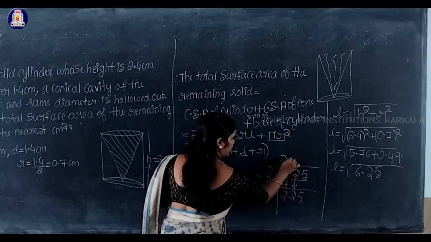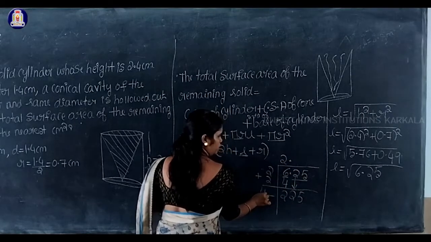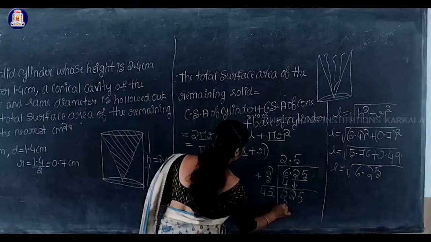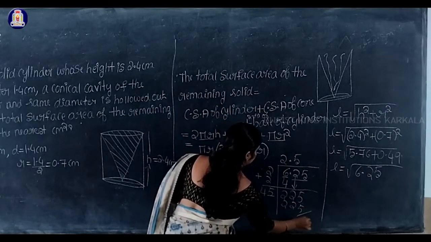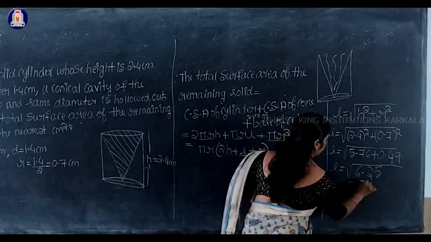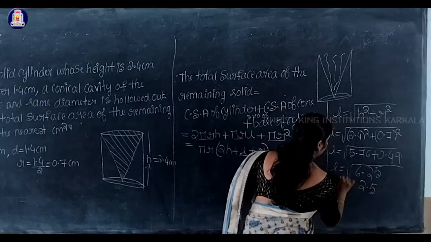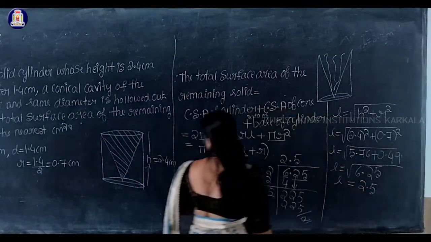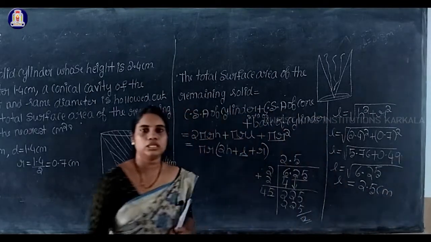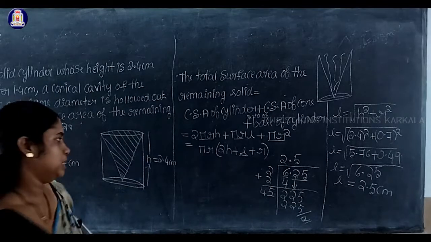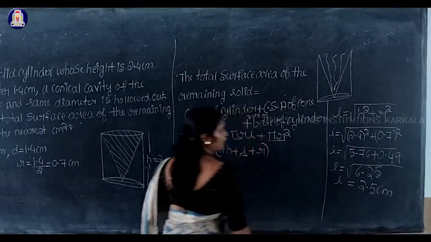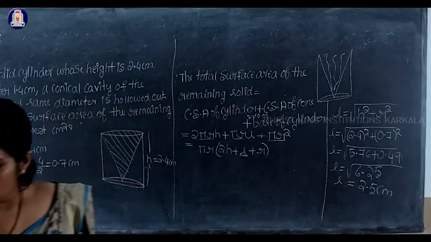So therefore here take the point, and which number? 5. 45 into 5 equal to how much? 225 you will get. So therefore what is the value of the square root of 6.25? It is nothing but 2.5. So therefore what is the value of L here? L is given by 2.5 centimeter. Okay, so now I'll substitute this value 2.5 centimeter in the formula.